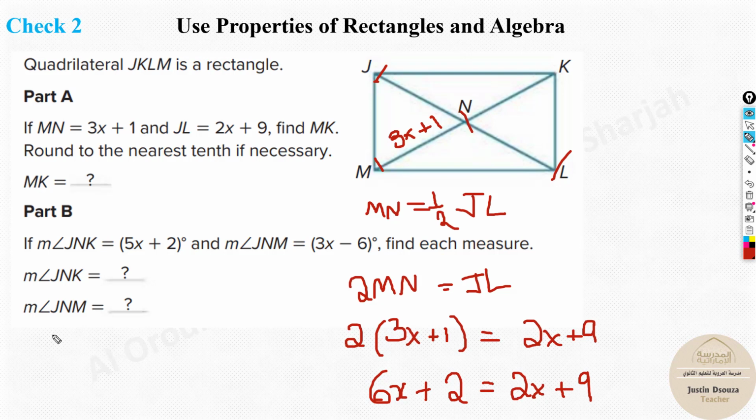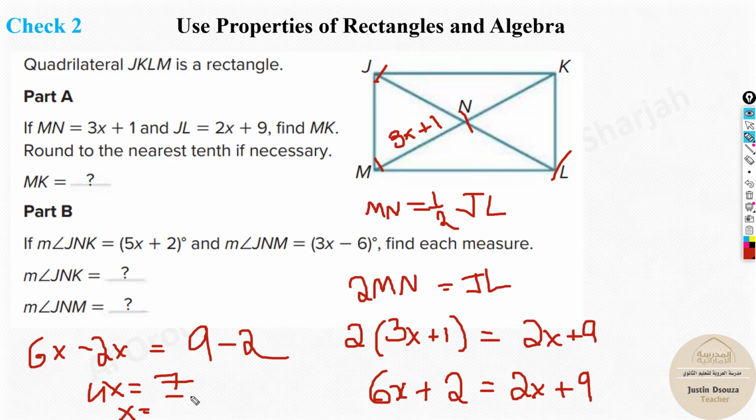And we take 2x to the other side, it will be 6x minus 2x, and the number 2 to the other side as well. 9 minus 2. What you are going to get is basically 4x equals 7. X equals 7 by 4. 7 by 4, that is 1.75. That is the answer of x.